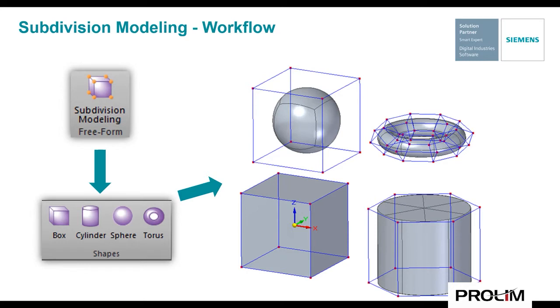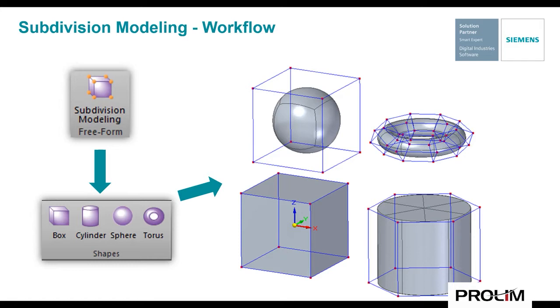So in a part or sheet metal document, open up the Subdivision Modeling task environment by selecting the Surfacing tab, Freeform group, and then there's your Subdivision Modeling command. Once you're in the Subdivision Modeling environment, choose any of the commands in the Home tab under Shapes. That's the starting point of your new model.